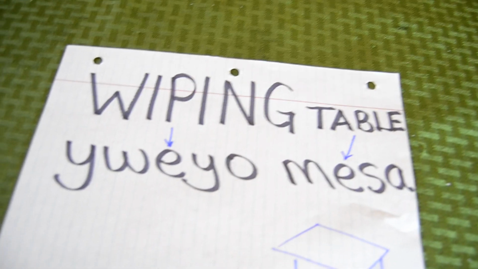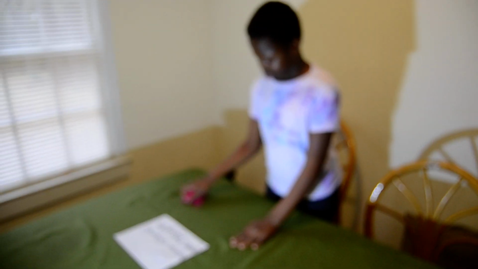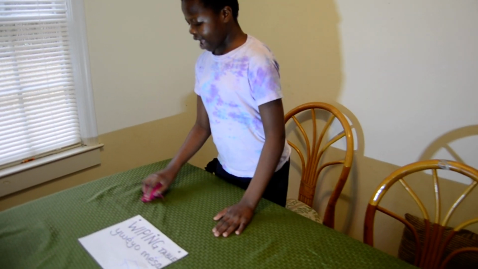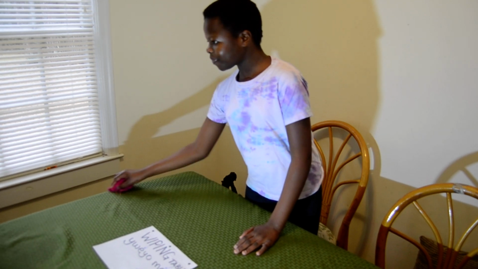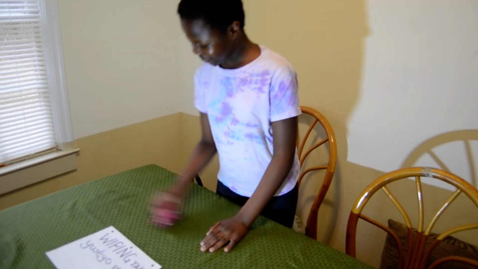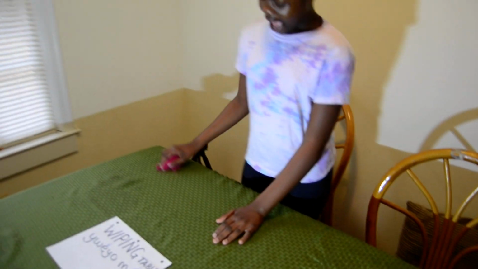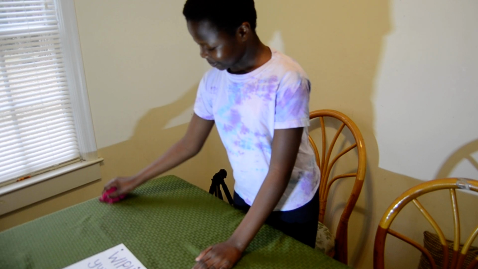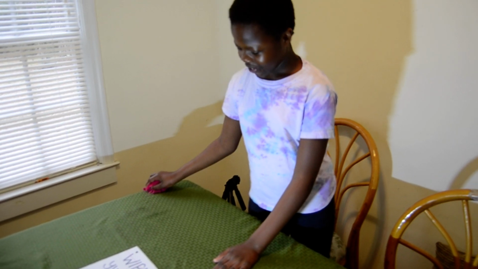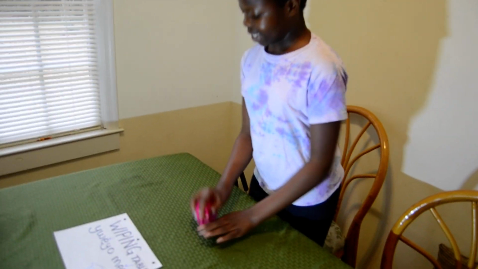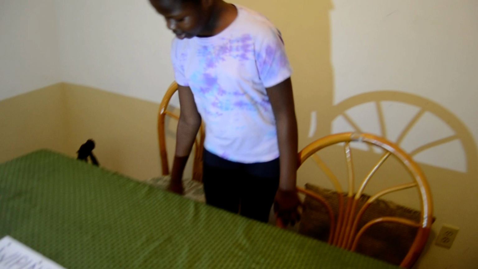If you want to wipe the table, you say yueyo mesa. Wiping the table is, let's say together, yueyo mesa. Then I'll ask you, Nikki, itimo ango? Ayueyo mesa. Say yueyo. Ayueyo mesa. Correct. That is yueyo mesa, the act of wiping a table.